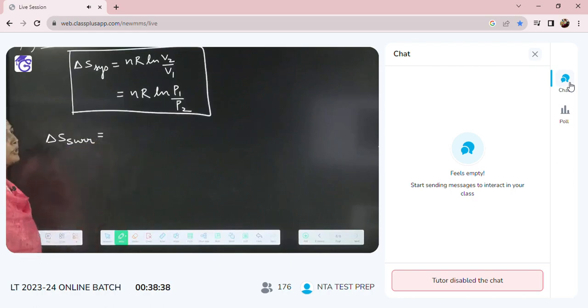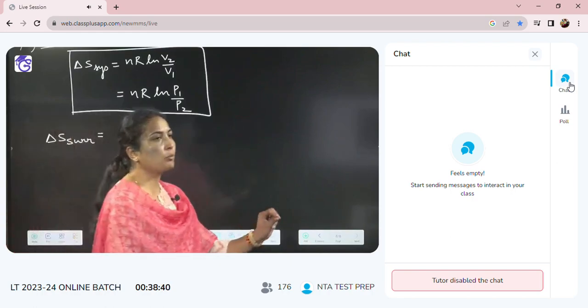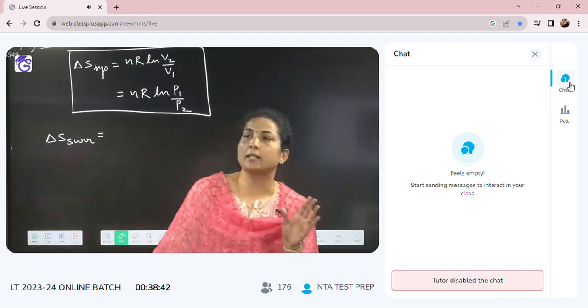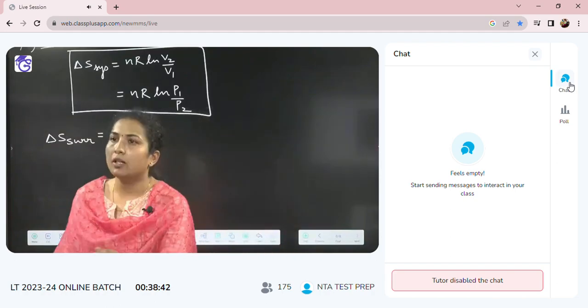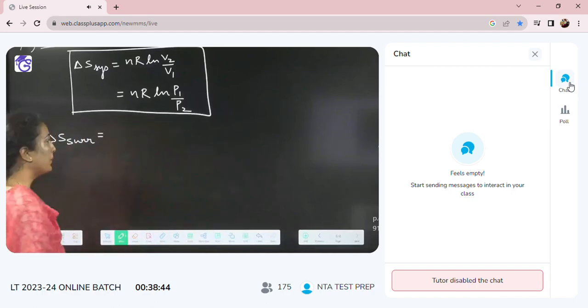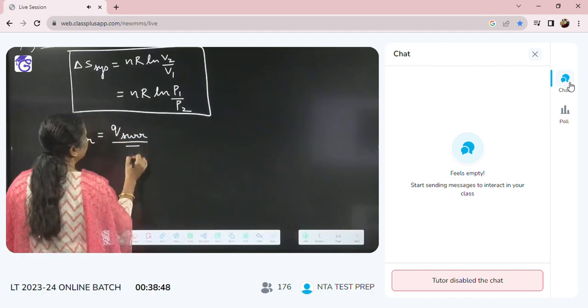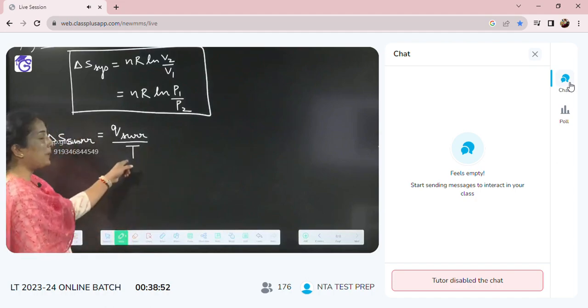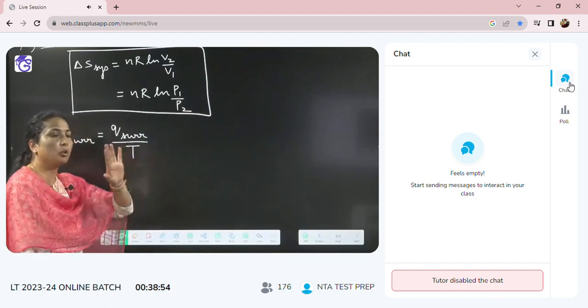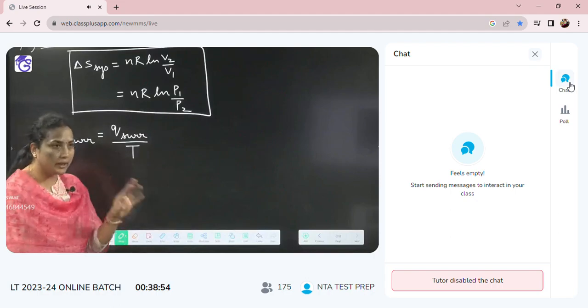Only thing is, delta S surrounding is going to change here. Are you able to recall that we have written delta S formula as Q by T? Since I am writing delta S for the surrounding, the parameters for the surrounding should be written. That means I should be writing Q surrounding upon T. The temperature of system and surrounding is the same, a uniform temperature. That's the reason I have written T here.